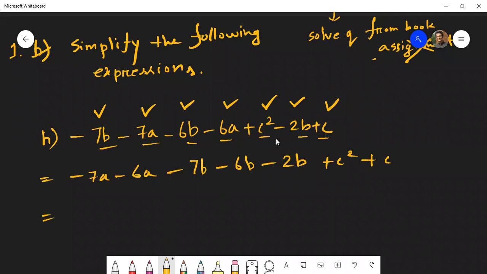And you can add this: 7 plus 6 is 13. And you can add all the B's over here. 7 plus 6 is 13, 13 plus 2 is 15. 15B. And you can take a common C plus 1. So that is the answer.